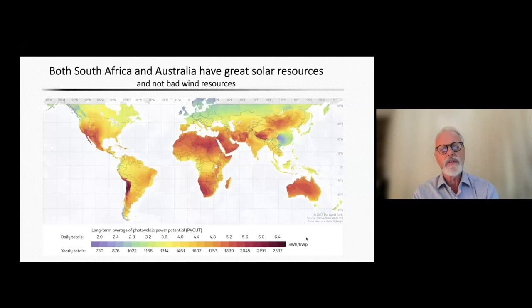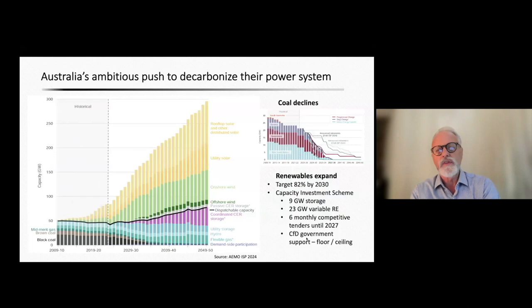Great solar resources like South Africa, amongst the best in the world, and not bad wind resources as well. And this has resulted in very ambitious targets to decarbonize and add more solar and wind on the system as coal declines. They've set a target of 82% of renewables by 2030. And they've recently announced this capacity investment scheme where 9 gigs of storage, 23 gigs of variable renewables need to be tendered and contracted by 2027. That implies running these competitive tenders every 6 months.